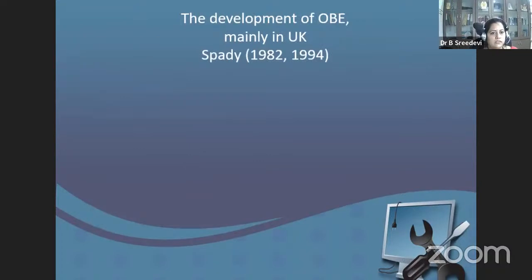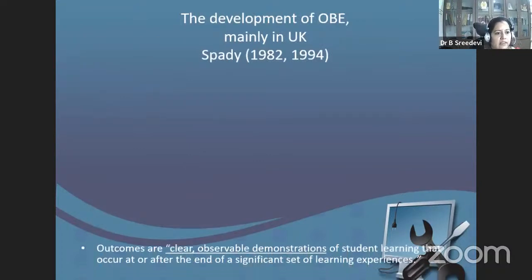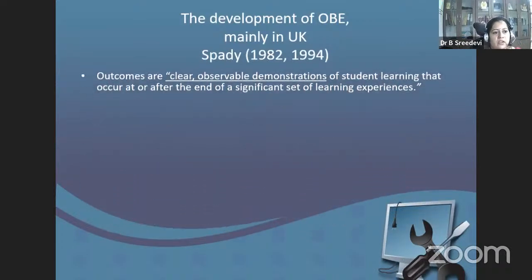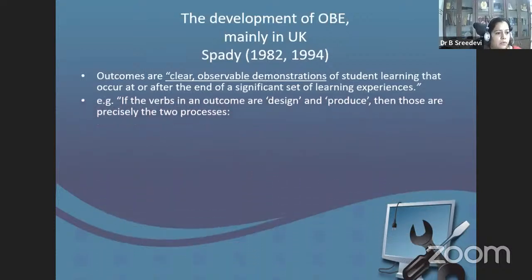So first we go with the history of OBE. It was formed mainly in the UK by Spady, and Spady gave a definition of outcome-based education as clear, observable demonstrations at the end of learning. Whenever I say observable demonstrations, it means it should be implementable. Clear, implementable learning after the program, which is defined by two keywords, design and produce.